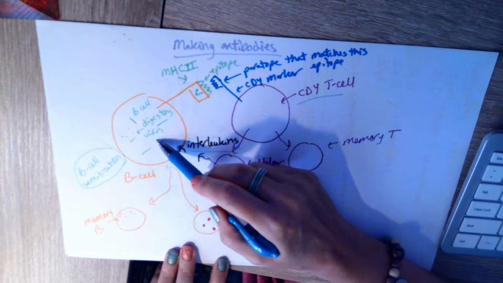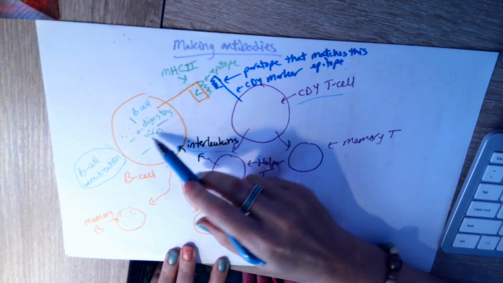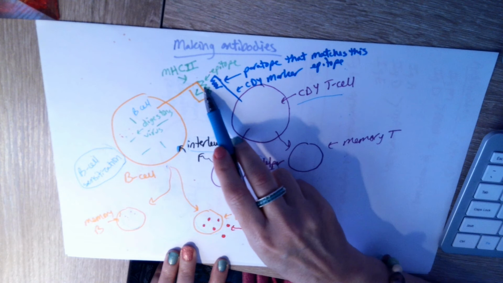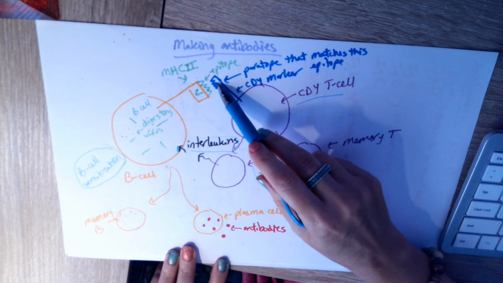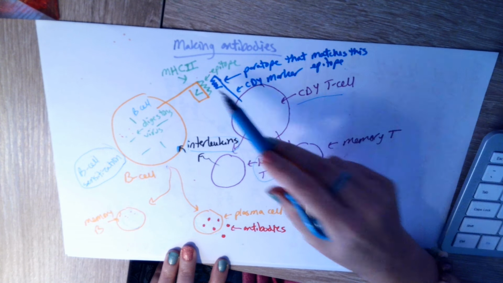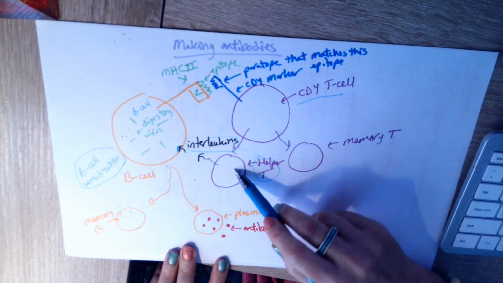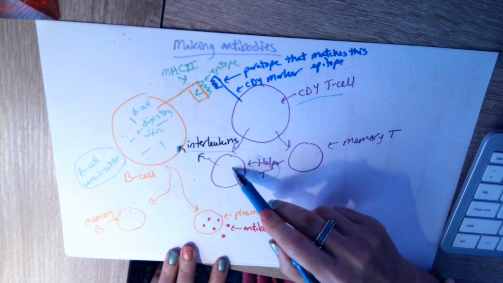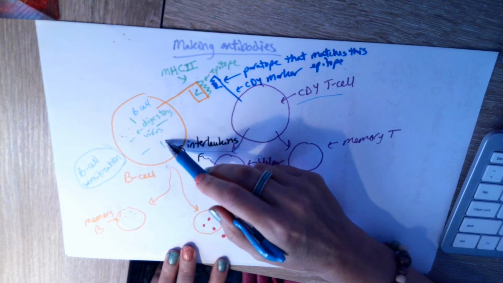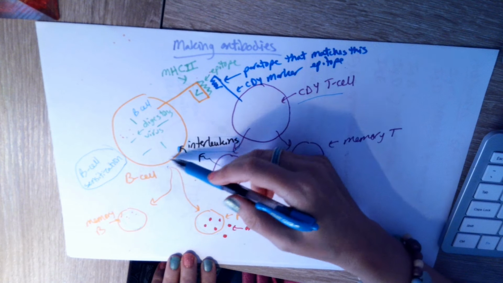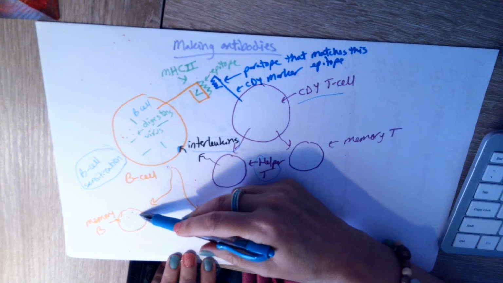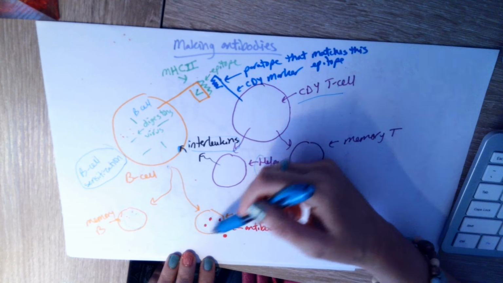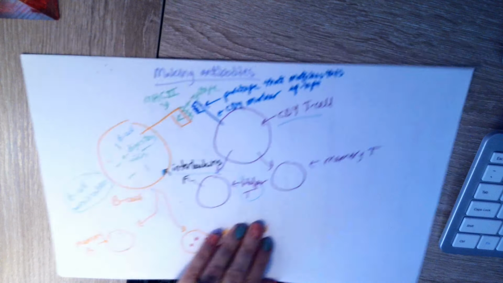So the B cell phagocytizes the virus, displays a class 2 MHC with that viral epitope, a CD4 T cell whose paratope matches that epitope reacts to that, differentiates into a helper T and a memory T. The helper T releases interleukins. The interleukins cause that original B cell to differentiate into a plasma cell, which makes the antibodies, and a memory B, which can turn into a plasma cell if it's exposed again.